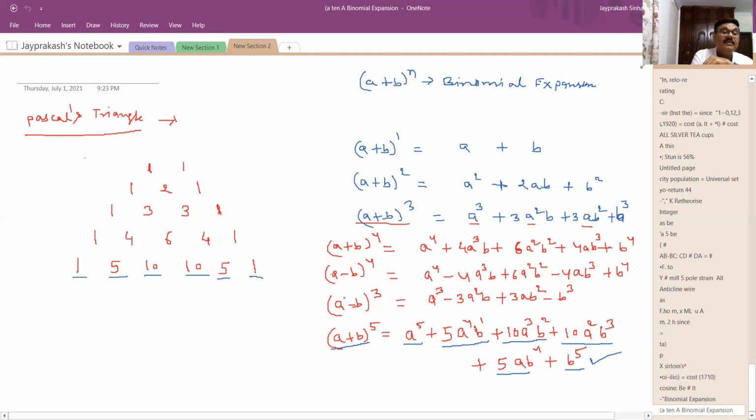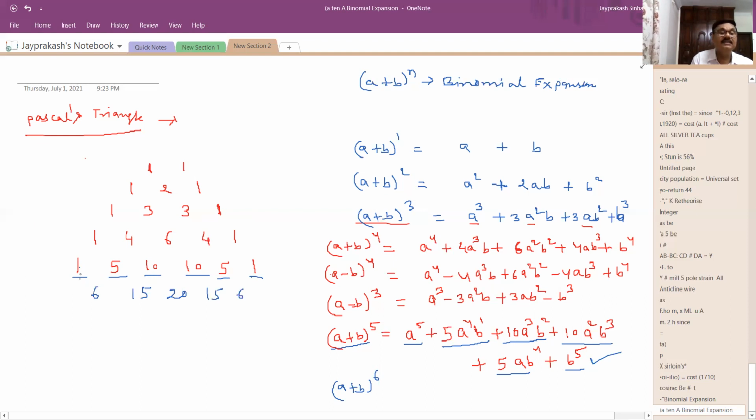And if we have to find (a plus b) to the power 6, what will be the coefficients? See, we'll just expand it. What will be 1 plus 5? 6, right in the middle. 5 plus 10, 15, right in the middle. 10 plus 10, 20, right in the middle. 10 plus 5, 15, right in the middle. 5 plus 1, 6, right in the middle.